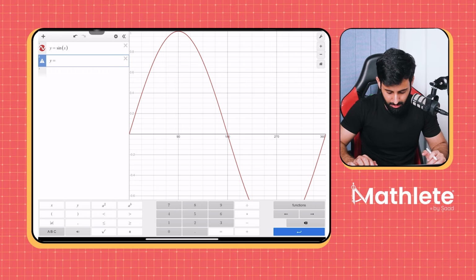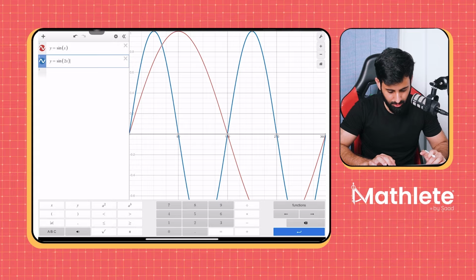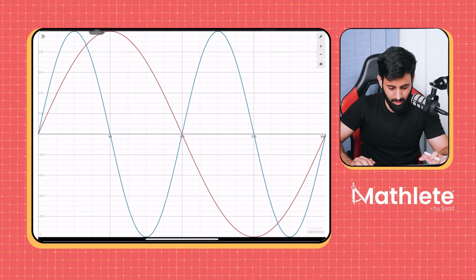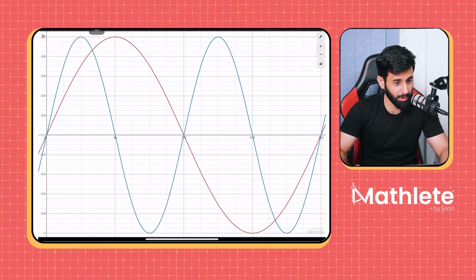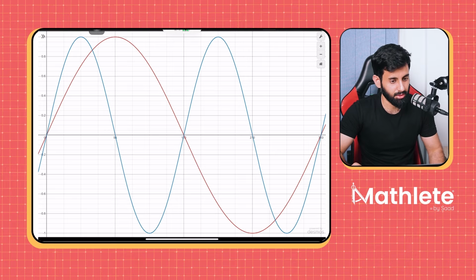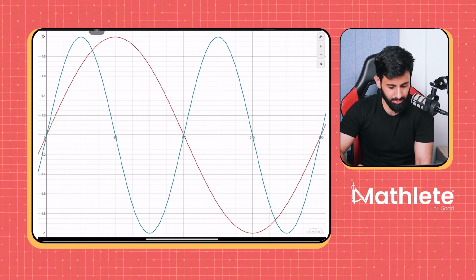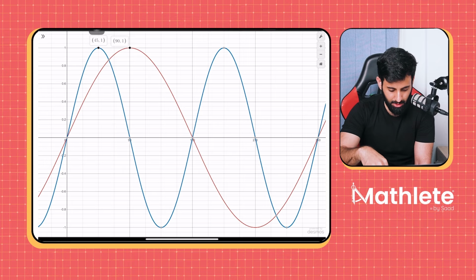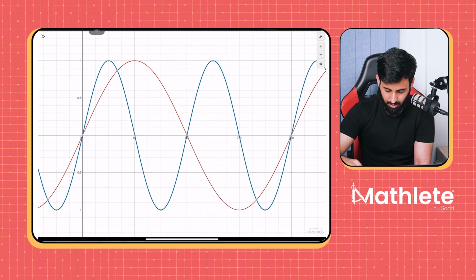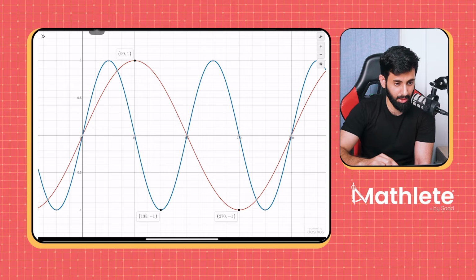Let's see what happens when it's y equals sine 2x. Compare the two. The one in red is y equals sine x. The one in blue is sine 2x. What do you think? I'll tell you the important values to compare. Compare this value with this value, and then compare this value with, wait a minute, compare these two values and compare these two values.